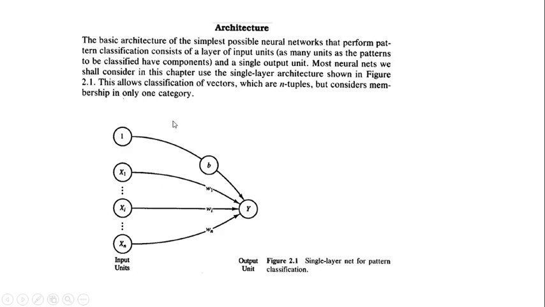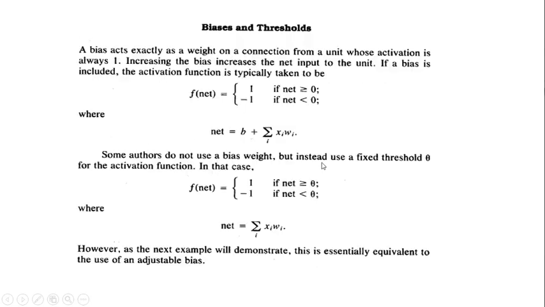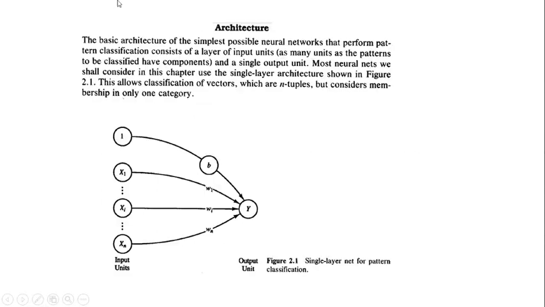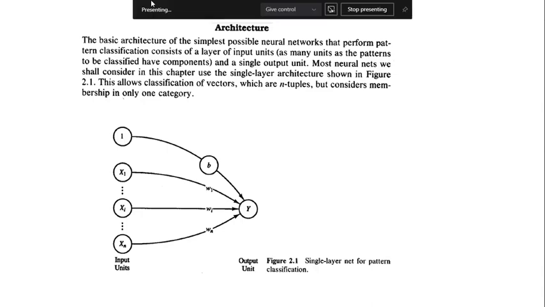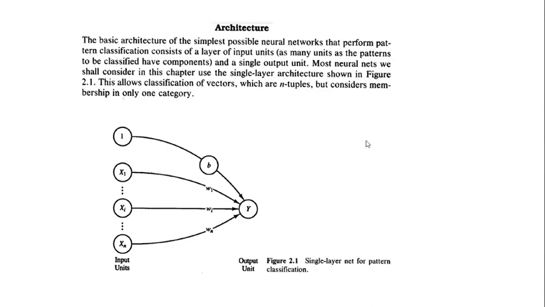Here you can see that this single layer net for pattern classification is a little bit different from the earlier version. Here we have bias b, and these are the inputs. The value of bias b here we are giving as 1. Okay, so the biases and thresholds. Here you have seen this is the bias.